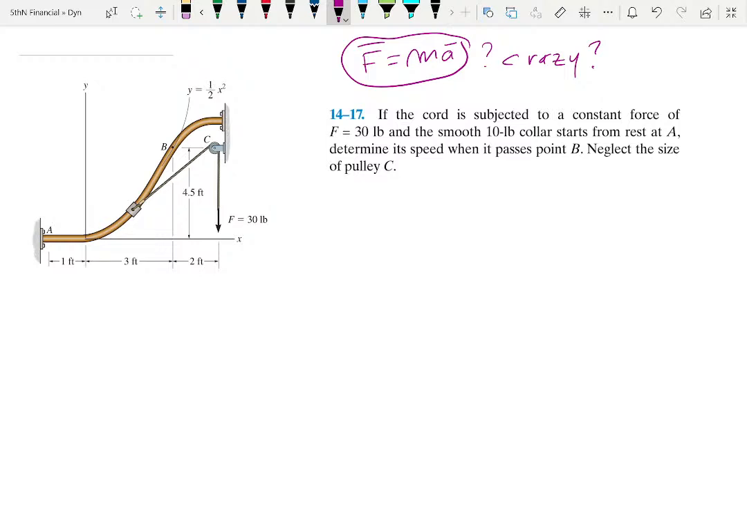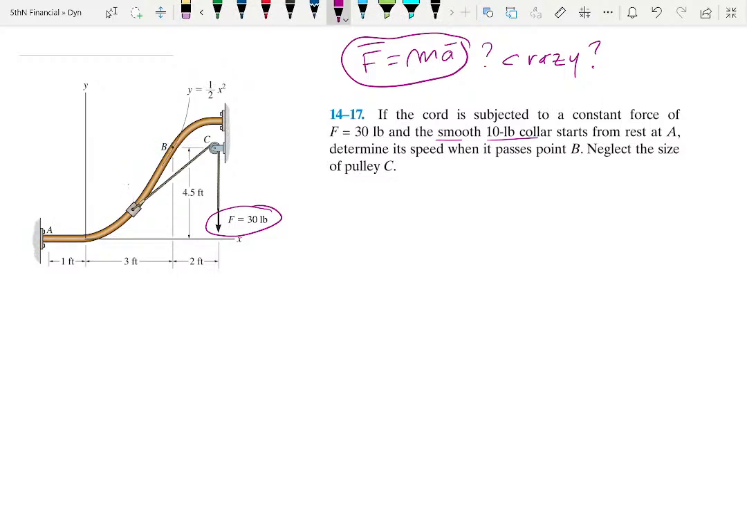So what we have is a cord subject to a constant force, pulling it down here, of 30 pounds, and the collar is smooth, so there's no friction between these two. The 10-pound is this thing right there. It starts from rest here at A, and we determine the speed when it passes point B, somewhere right there.